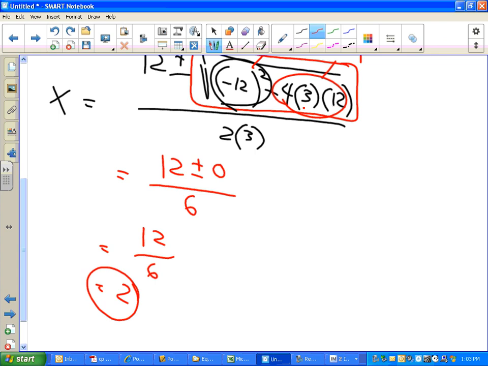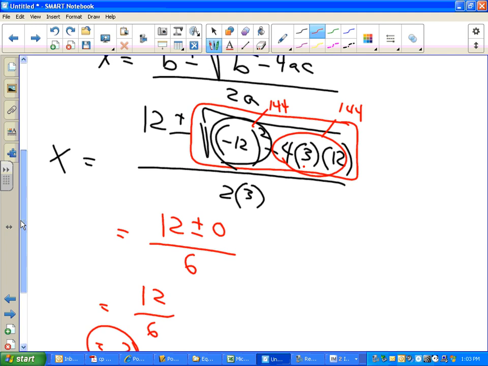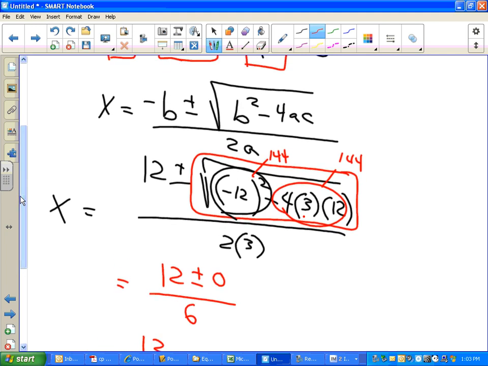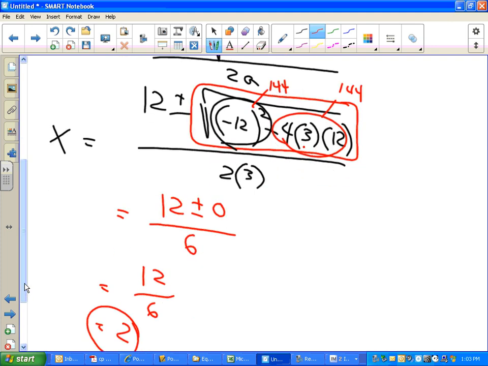Could we end up with no solution some of the time? If this amount underneath the square root was negative, then you can't take the square root of a negative, and we'd end up with no solution. For example, if a was a little bit bigger, like 4, or if b was a little bit bigger, like 13, then we would have no solution on this one. But in this case, we have one solution.